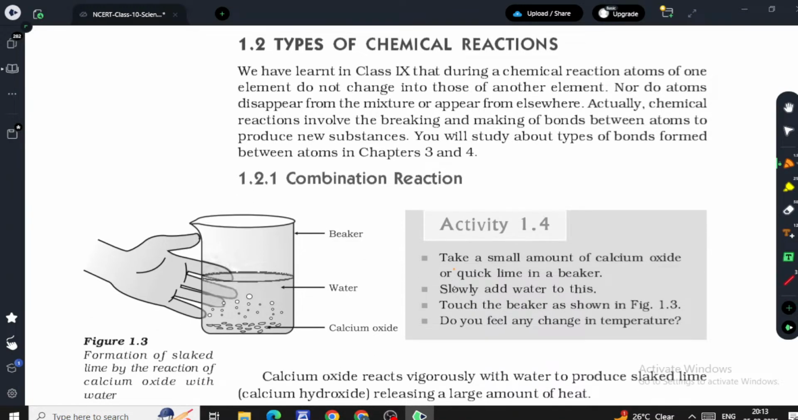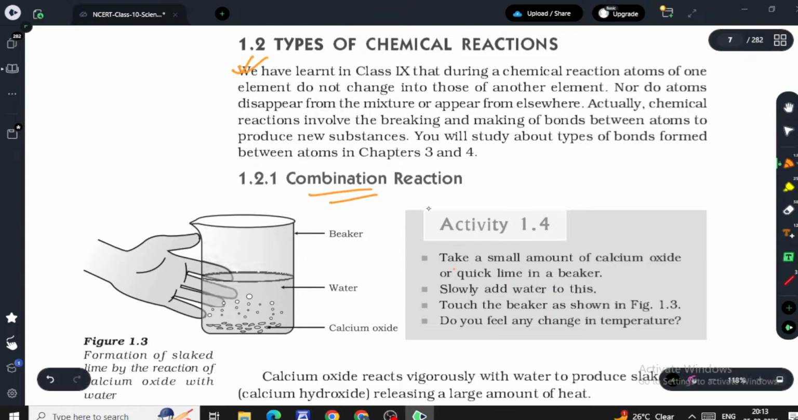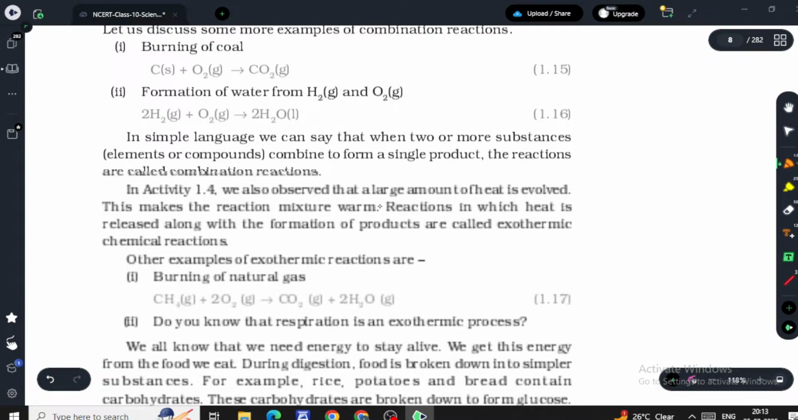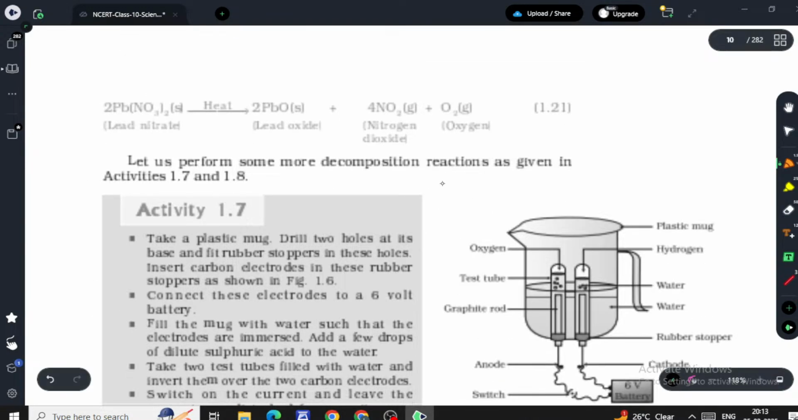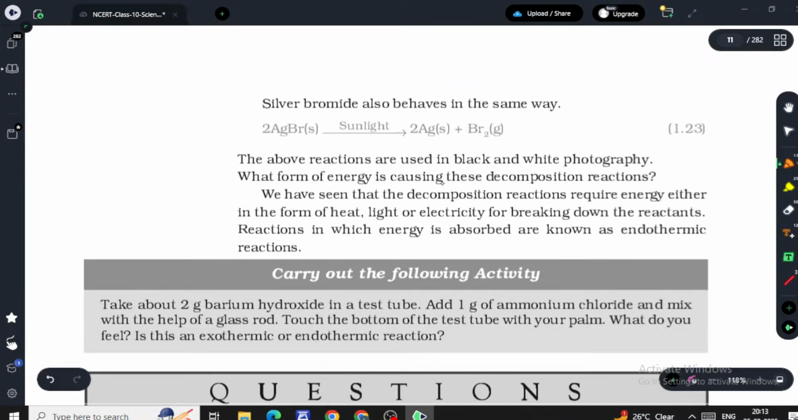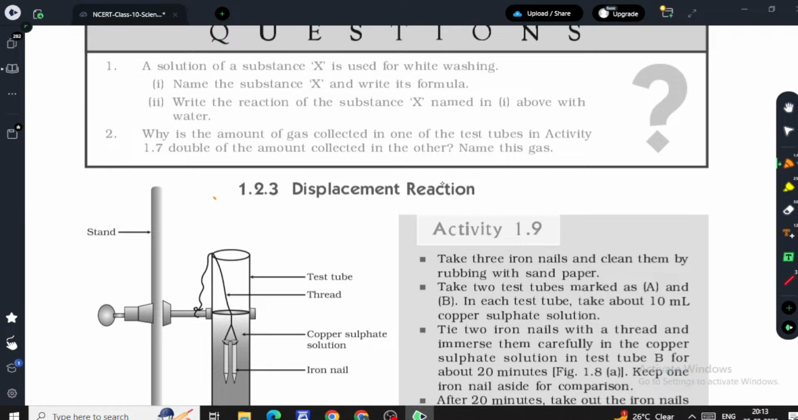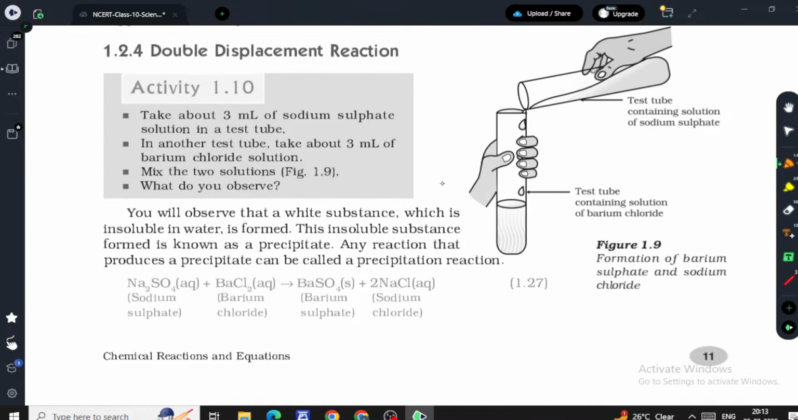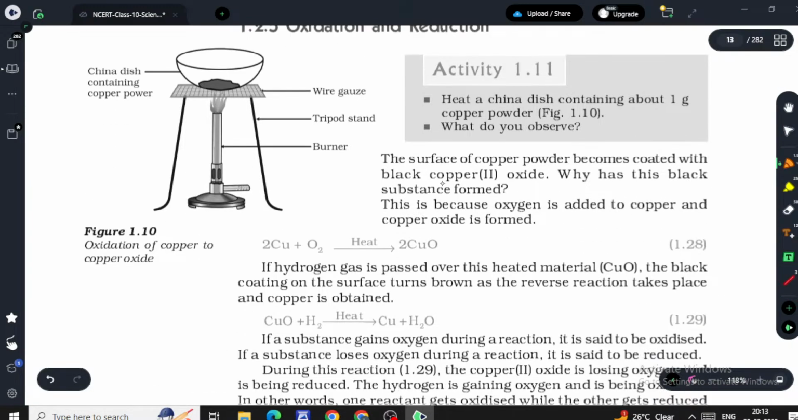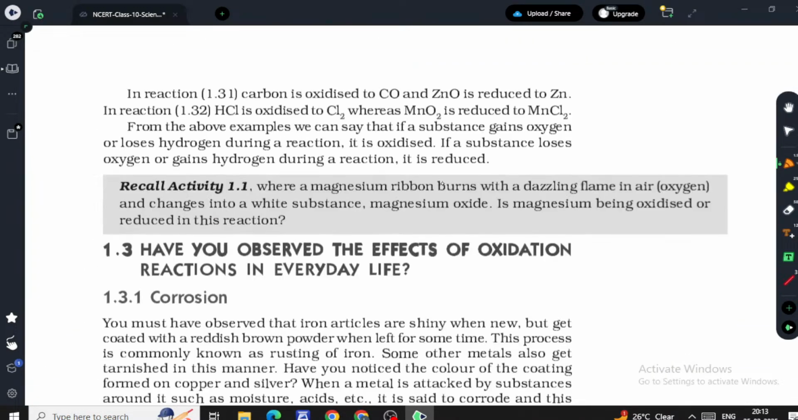Okay, types of chemical reaction. What are the types? The first type is combination reaction. Second is decomposition reaction. Third is displacement reaction. Fourth is double displacement reaction. Fifth is oxidation and reduction.